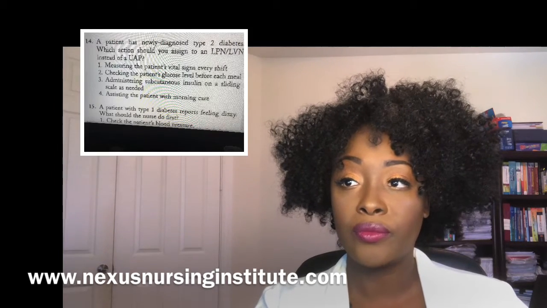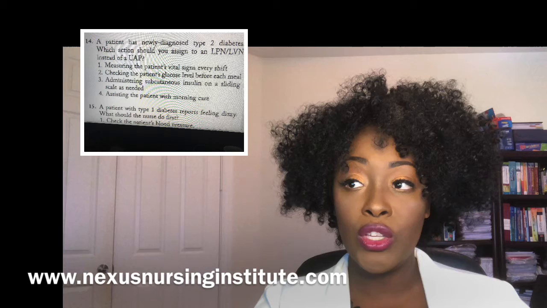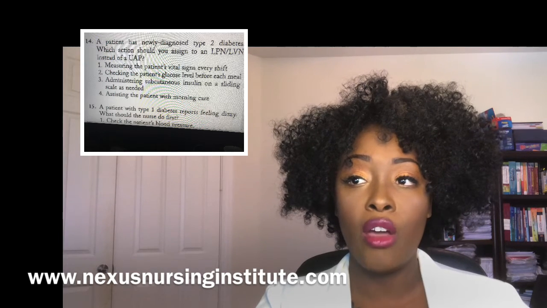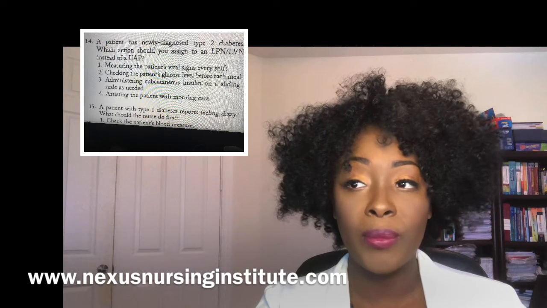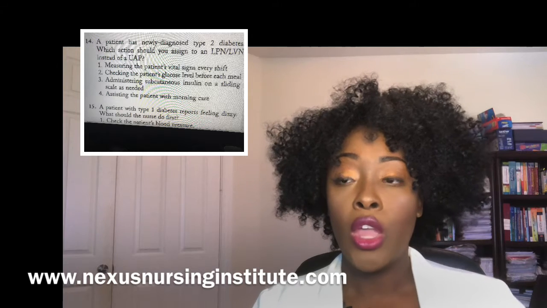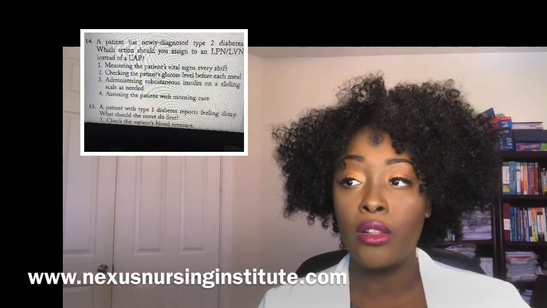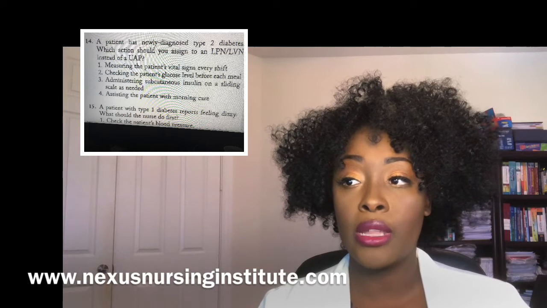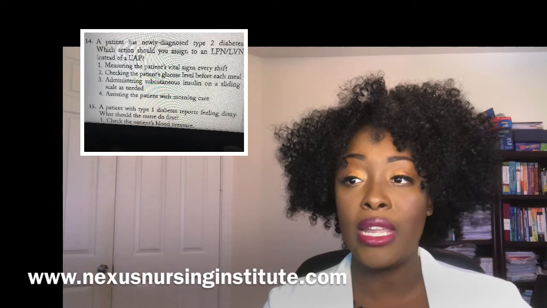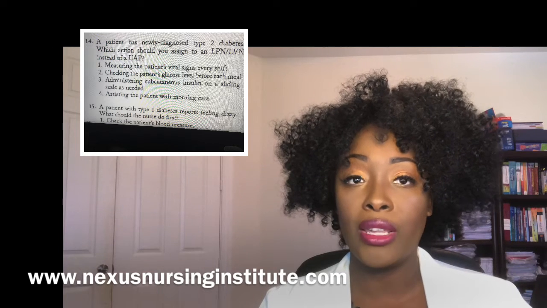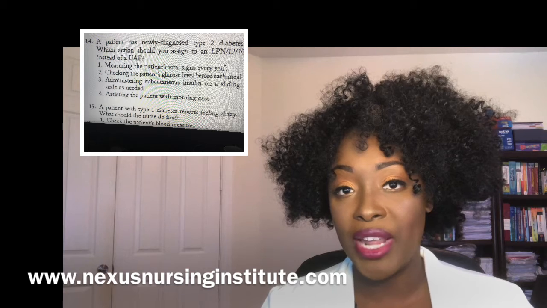Okay? So let's move on to number 14. A patient has newly diagnosed type 2 diabetes. Which action should you assign to the LPN instead of a UAP? 1, measuring the patient's vital signs every shift. 2, checking the patient's blood glucose level before each meal. 3, administering sub-Q insulin on a sliding scale as needed. And 4, assisting the patient with morning care. And I'll give you guys a moment to think about your answer.